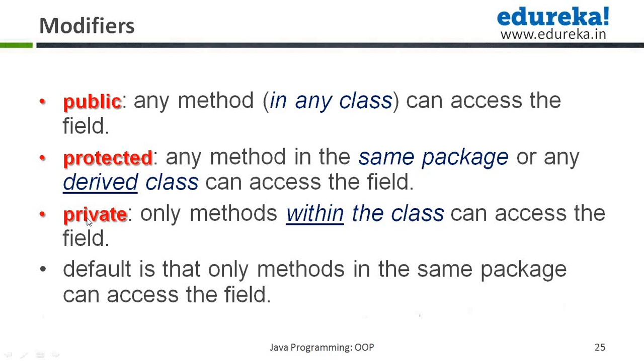Okay, then we come to the private one. Only methods within the same class can use the particular field or variable. A thing that is mentioned as private, that particular thing can only be used by that particular class itself. It cannot be used by any other class once you mention it as private.